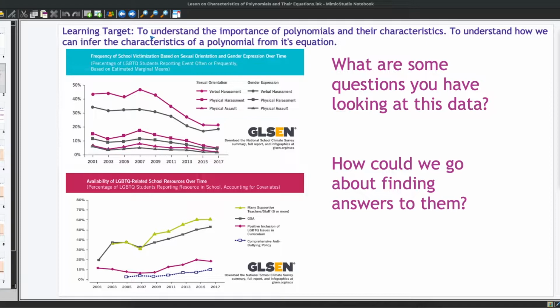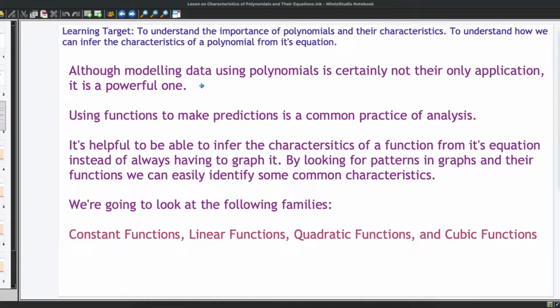And when you look at your learning target, the conversation I'm having with you now is just trying to impress upon you the importance of polynomials and their characteristics. So the next thing we want to do is to look at how can we infer the characteristics of a polynomial from its equation. So we're going to go a little bit more abstract.